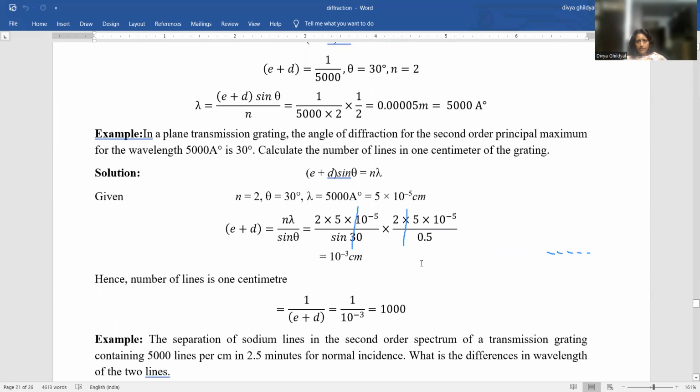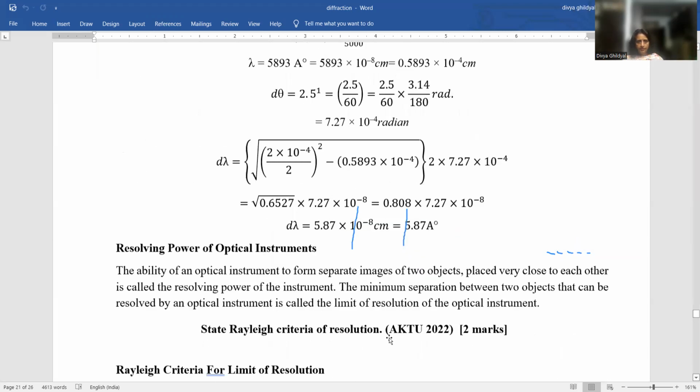In a plane transmission grating, the angle of diffraction for second order principal maximum for wavelength 5,000 angstrom is 30 degrees. Calculate the number of lines in 1 centimeter of the grating. Again, (e+d) sin theta equals n lambda. For second order, n equals 2. Theta has been given as 30 degrees. Lambda is 5,000 angstrom. We change it into centimeter, put these numerical values here and we get the answer.